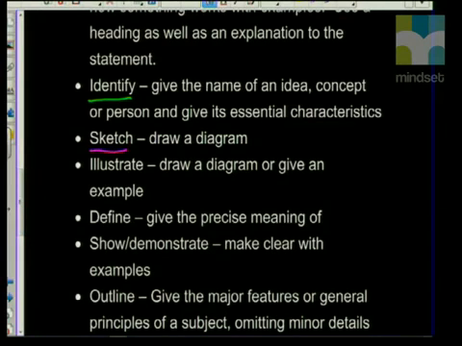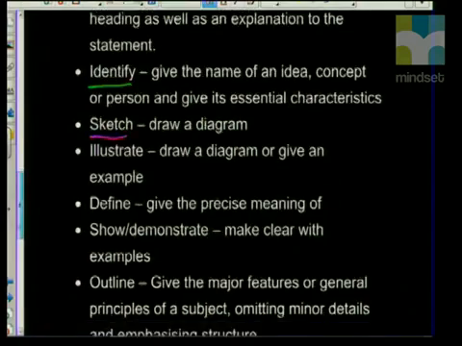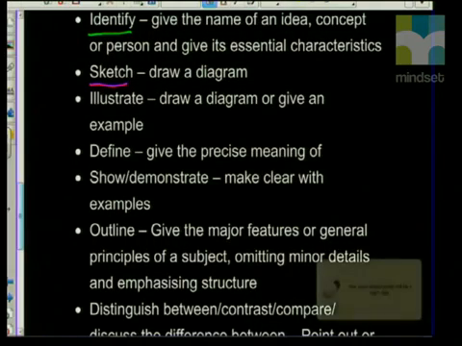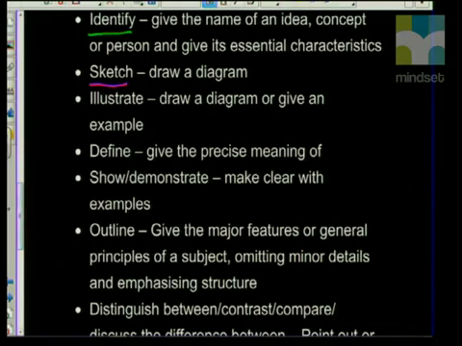Sketch means that you have to draw a diagram. And this, for instance, when I look at the economics paper 1, you might be asked to sketch the economic cycle or the cycle of economic activities. When you are expected to illustrate, you have to draw a diagram or you have to give an example.